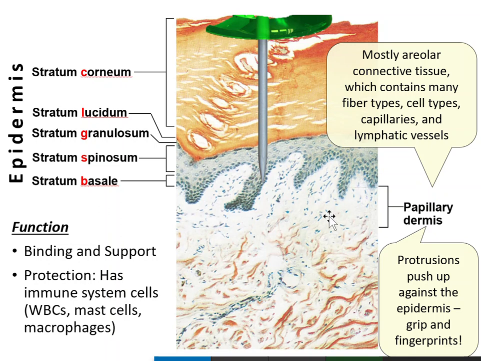The papillary dermis includes these undulations here. And interestingly, these bumps and grooves in the papillary dermis are what make up your fingerprints. So every person, even identical twins, are going to have unique fingerprints. Doesn't matter if all your DNA is the same, fingerprints are always going to be unique.